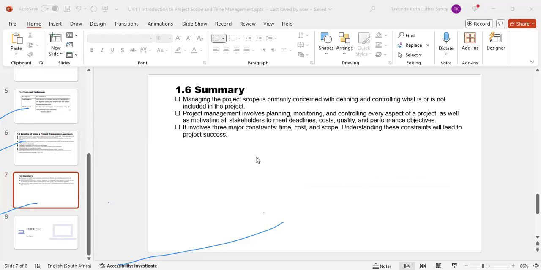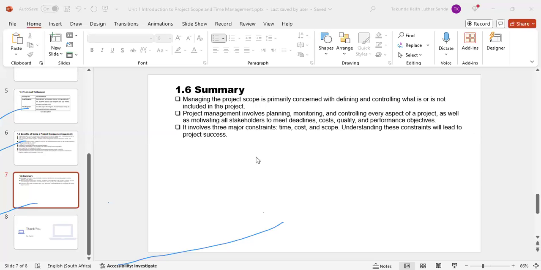So, as I have said, project scope is everything, every work that is included in your project. I gave you an example that every deliverable or output, plus the work that you do, constitutes what is called scope. Okay, so project scope is just concerned with everything that is included in the project, right?